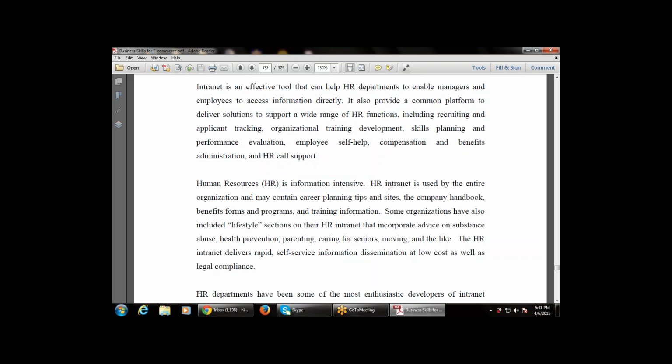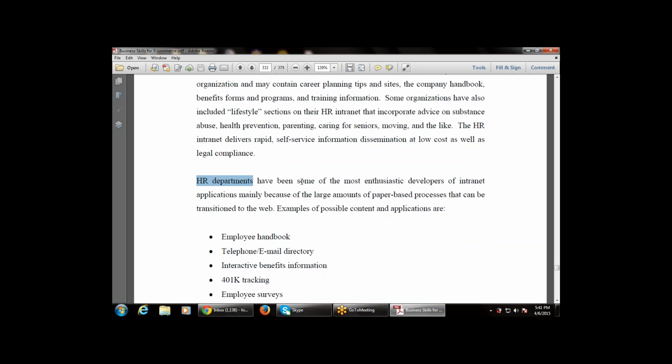The HR intranet is used by the entire organization and may contain career planning tips and sites. HR departments have been some of the most enthusiastic developers of internet applications. That is one of the major application areas where internet applications are used. The internet is focused on HR departments because of the large number of paper-based processes that can be transitioned to the web.